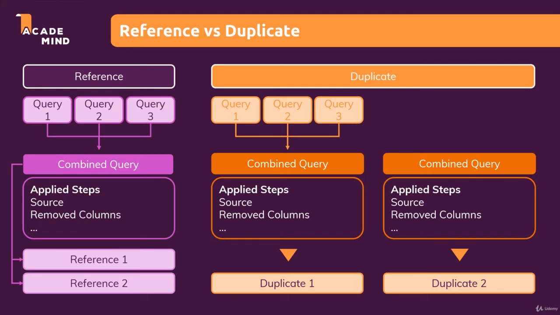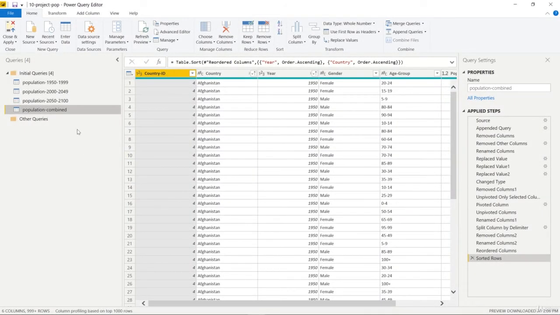Therefore, I recommend to use duplicates if you plan to do changes to the combined query, so to the initial query you use. If you don't want to change this initial query, then a reference would be the way to go. In our case, as we are done with the population combined query here, we will therefore use references. Now, let's create a reference of this combined query.